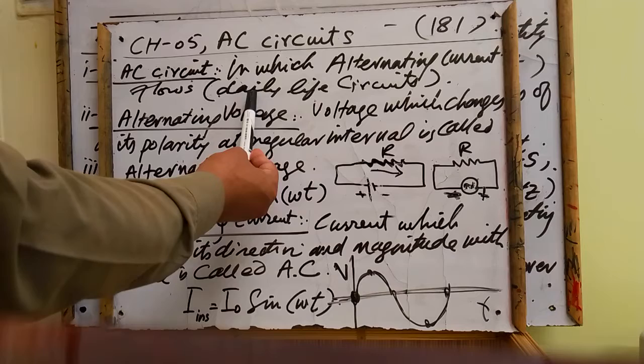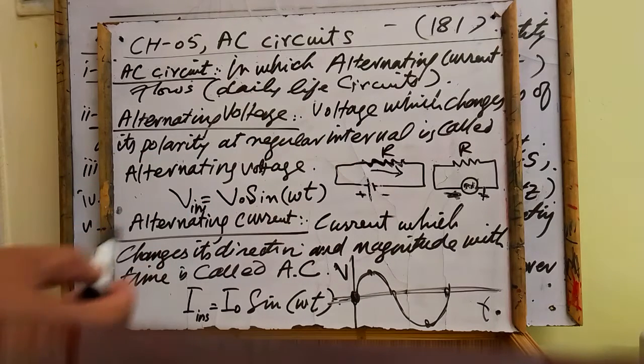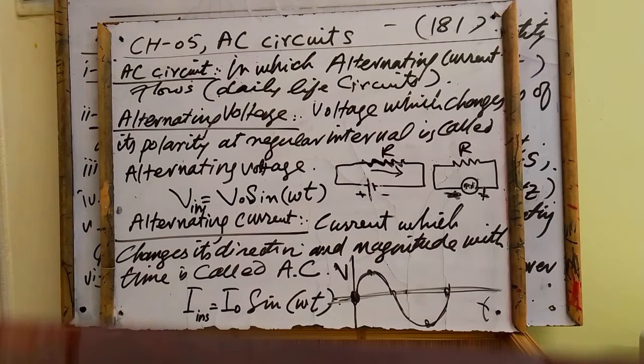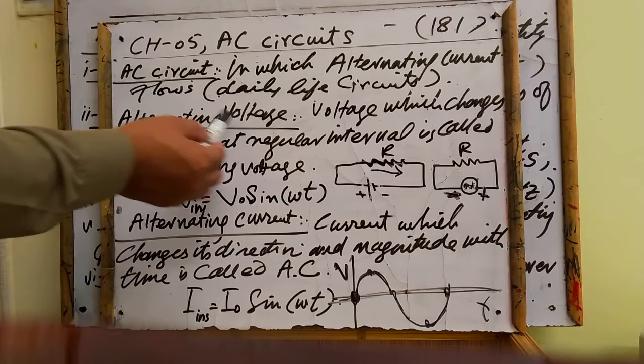Like in daily life circuits, we have alternating current circuits in all our household utilities. Now, the question arises, what is alternating current and alternating voltage?